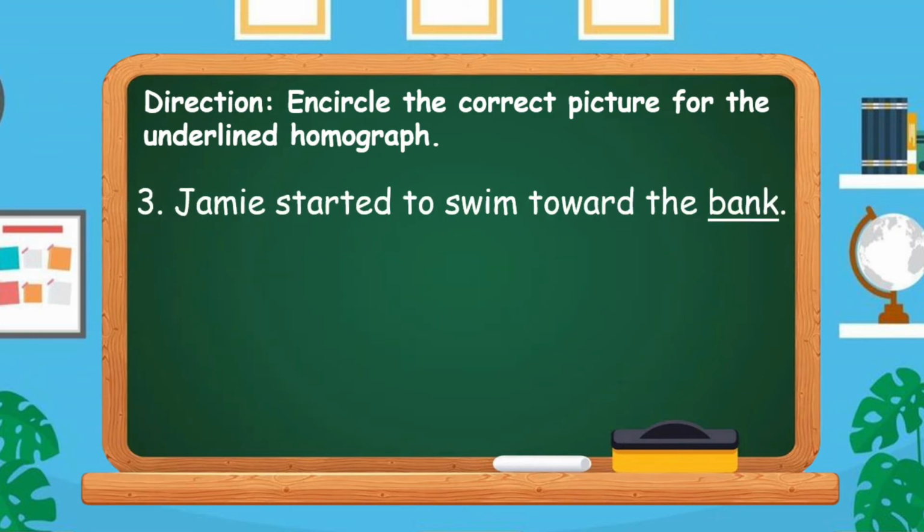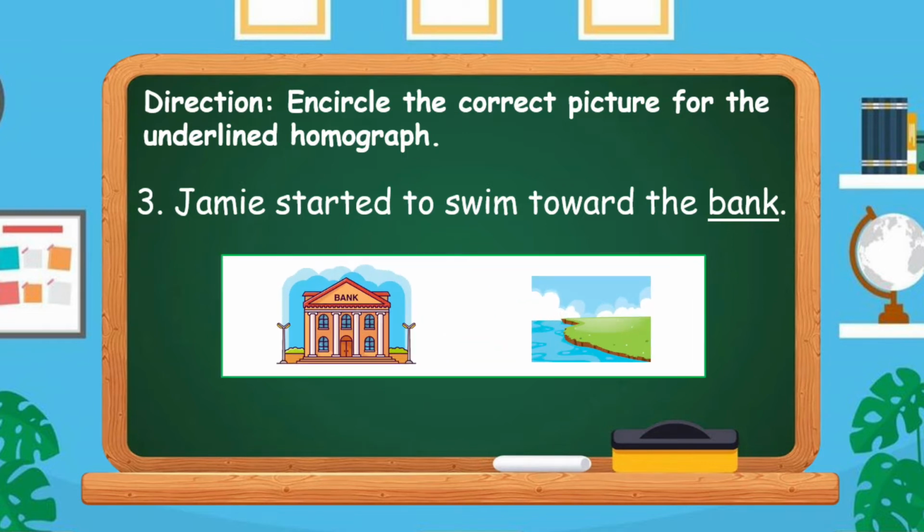Number 3. Jamie started to swim toward the bank. Which is the correct picture for bank? Is it the first picture that shows a building establishment? Or the second picture showing a stream of water? The correct answer for number 3 is the second picture that shows a stream of water. Is your answer correct? Very good.